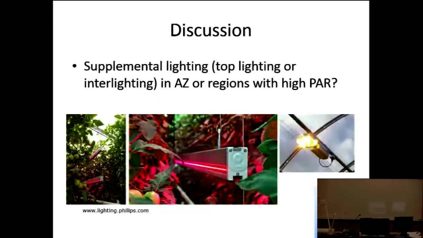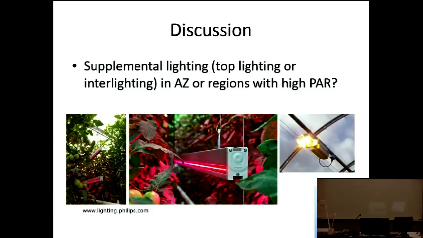Yeah, by using interlighting. I think it's an interesting point. Increasing density. So you are creating more mutual shading by increasing density, but putting the light in. So I think it's worthwhile to study that. You have a comment? No? That was covered? Okay, what else?